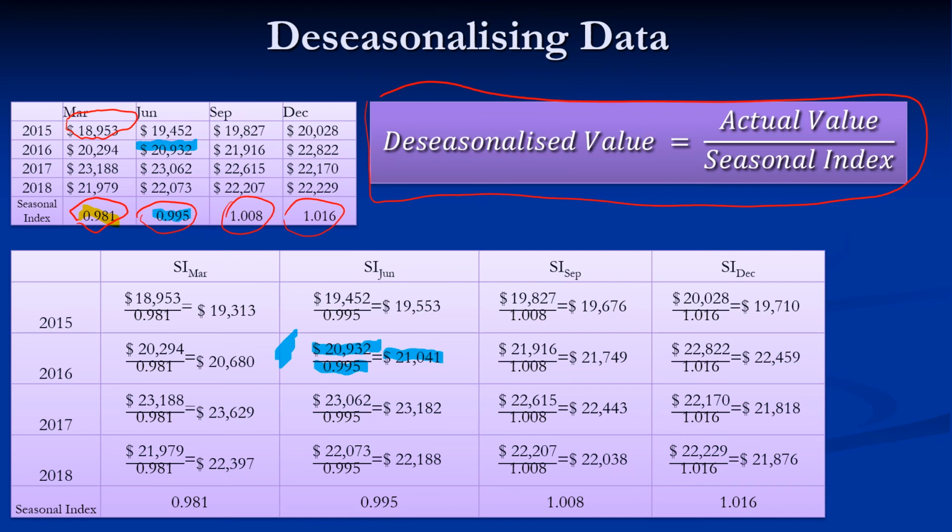I might do one other one just so we're all over it. Let's look at something a bit random over here. We've got a December quarter for 2017. Remember, we want our actual value divided by our seasonal index. So our actual value divided by seasonal index, and we have a deseasonalized value of 21,818.